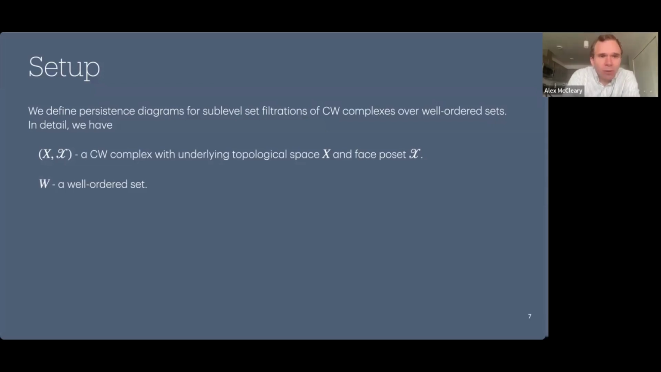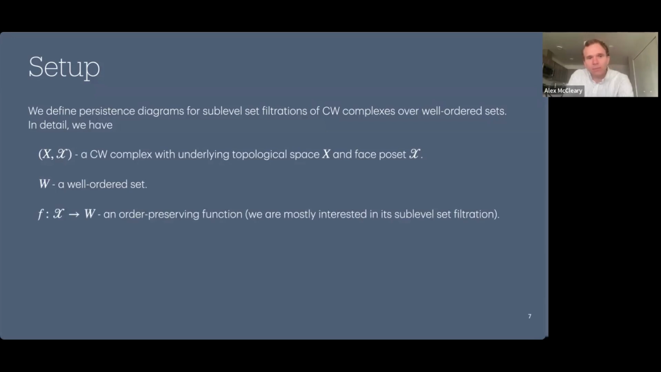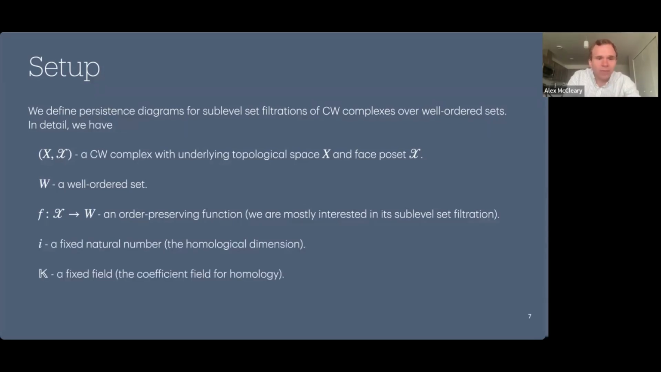Next, we have a well-ordered set W and a function from our faces into W. And so really, we're going to be interested in the sub-level set filtration of this function here. We're going to fix a homological dimension I and a field K. This is the coefficient field for homology. And then by Vec_K, this is the category of vector spaces over K, including infinite dimensional vector spaces.